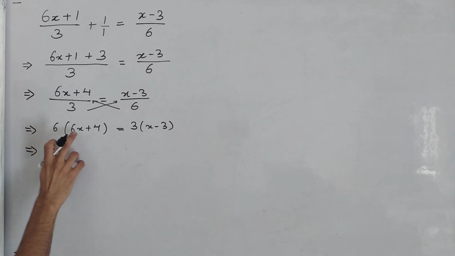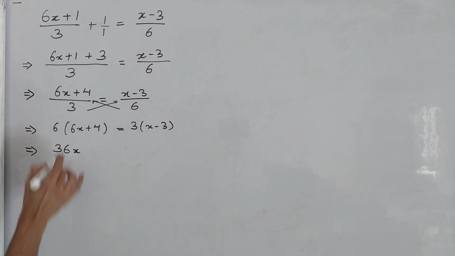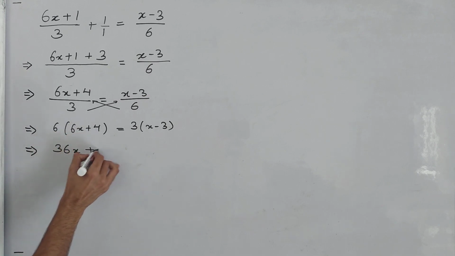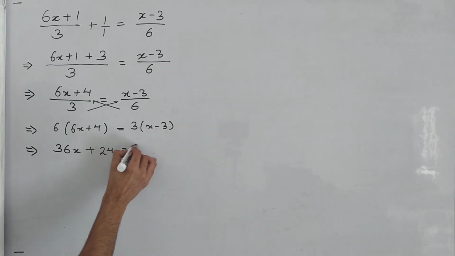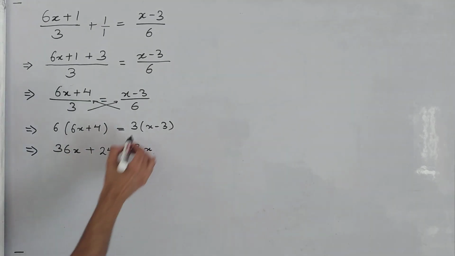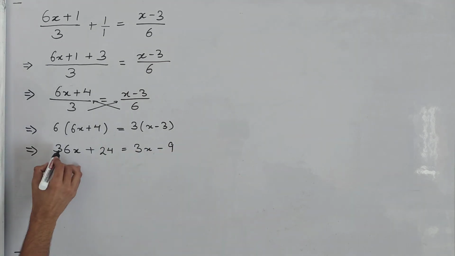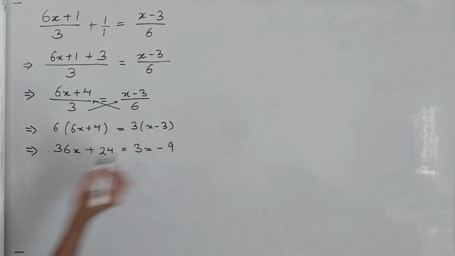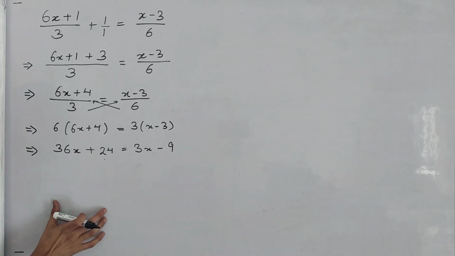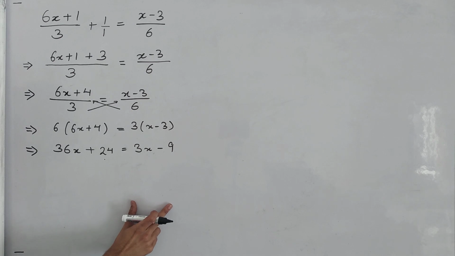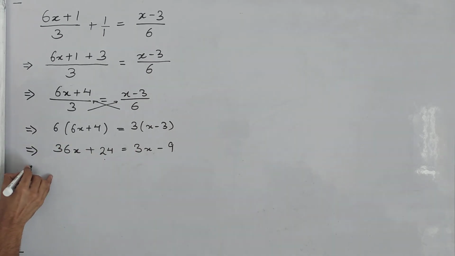Okay, 6 multiplied by 6x gives you 36x. 6 multiplied by 4 gives you 24. 3 multiplied by x gives you 3x. 3 multiplied by 3 gives you 9. So 36x plus 24 is equal to 3x minus 9. Now, can we simplify the left hand side any more? No. Anything on the right hand side? No. So we will transpose now.